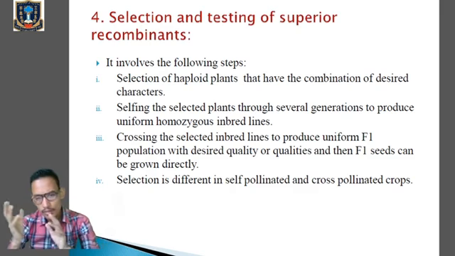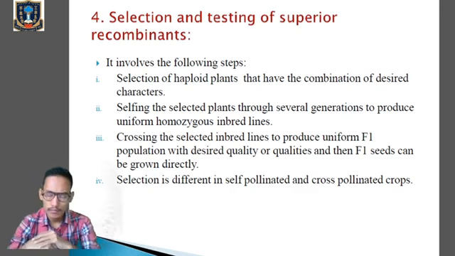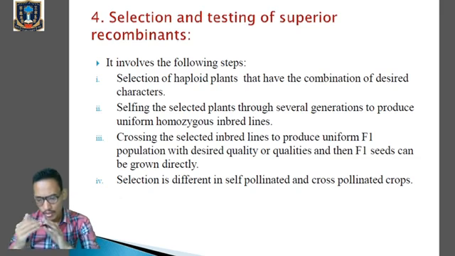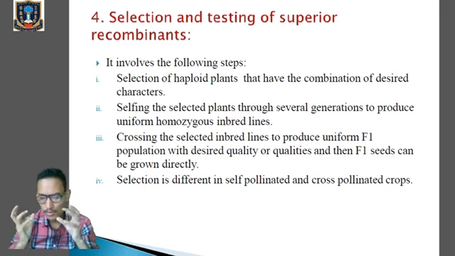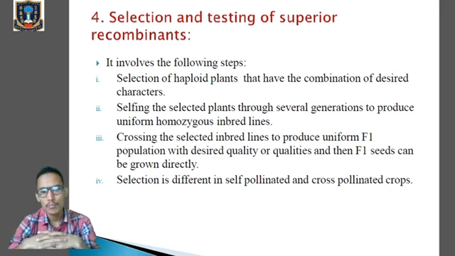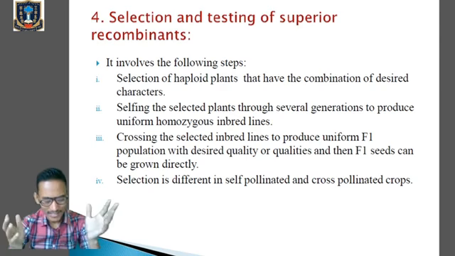Some of these heterozygous characters or genotypes are found to be more superior than the homozygous ones, which are inferior and which are eliminated during selection. So the fourth step is selection and the testing of superior recombinants. So we have to select those particular progeny or the haploplants with desirable characteristics. We have to go through the self pollination and we have to go through the cross pollination.